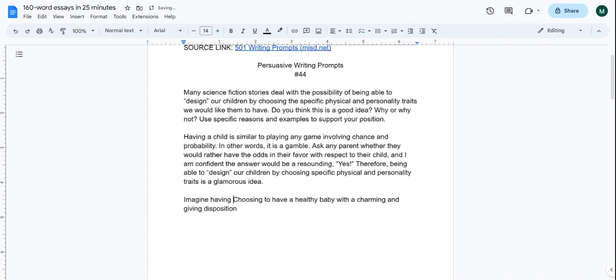Imagine having a heart-to-heart discussion with your spouse about the qualities you would want to have. Imagine having a heart to heart discussion with your spouse about the qualities you would want to have or would want to see or have in your newborn baby.